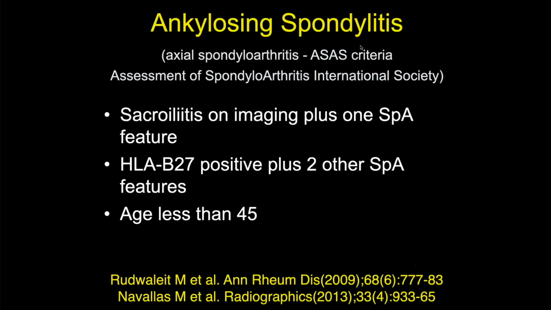With ankylosing spondylitis, what they look for is sacroiliitis, which is commonly seen with ankylosing spondylitis. It typically is HLA-B27 positive, and then you look for two other spondyloarthritic features, which we'll go through in a minute. Age should be less than 45 in these papers, but I really think the diagnosis should be made before the age of 20. Generally after that, you're talking about a lot of disease that's irreversible and you've kind of missed the boat.